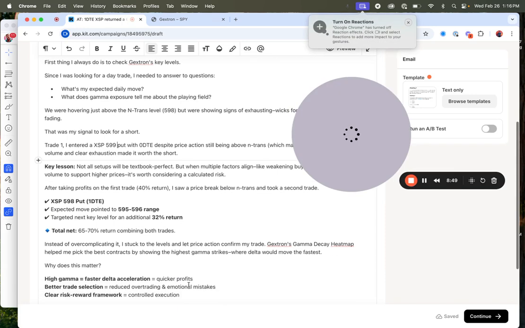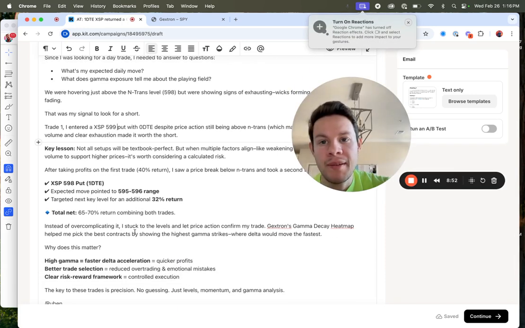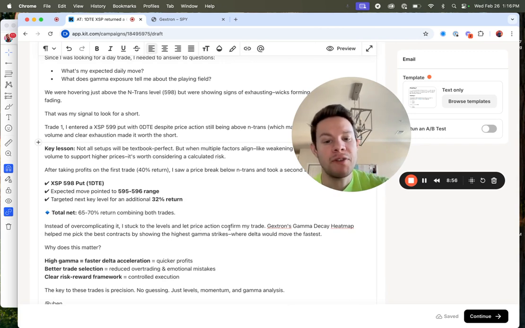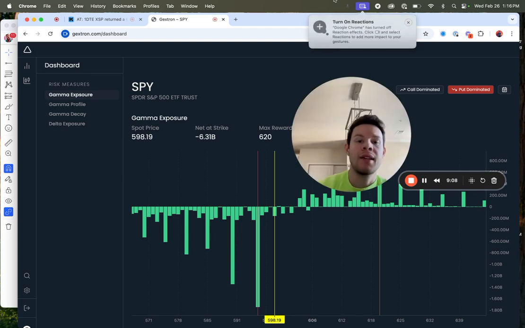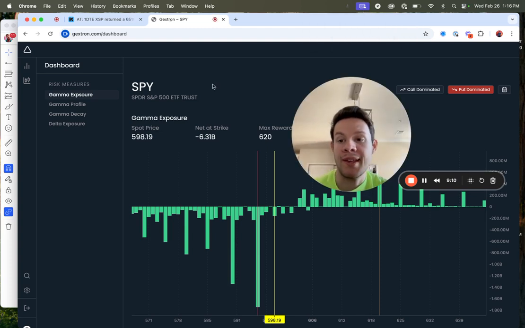All right. So instead of overcomplicating it, I stuck to the levels and let the price action confirm my trade, right? Gextron's gamma decay heat map helped me pick the best contracts by showing the highest gamma strikes where delta would move the fastest. Okay, so there's a feature here, it's in beta mode with Gextron.